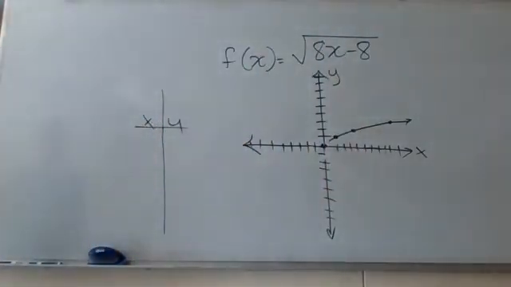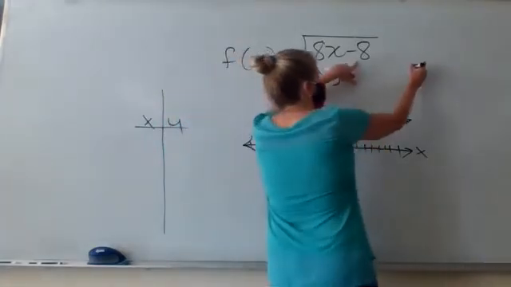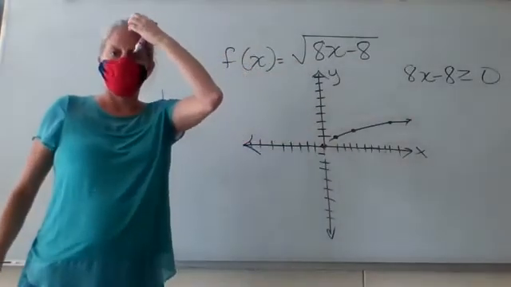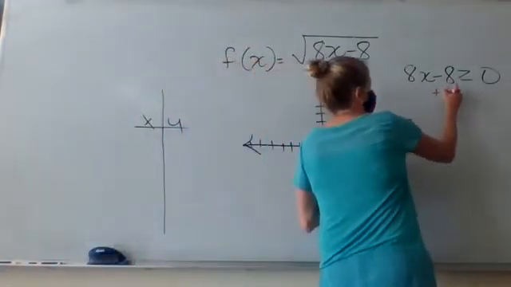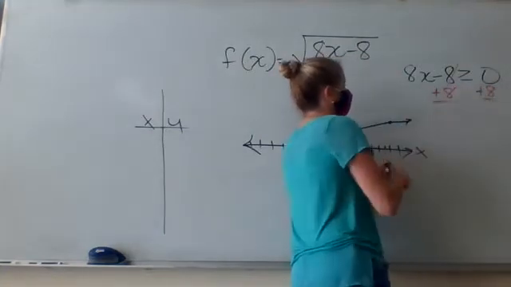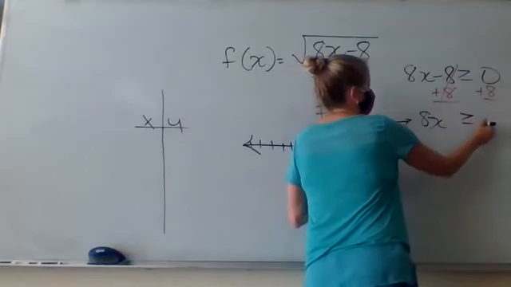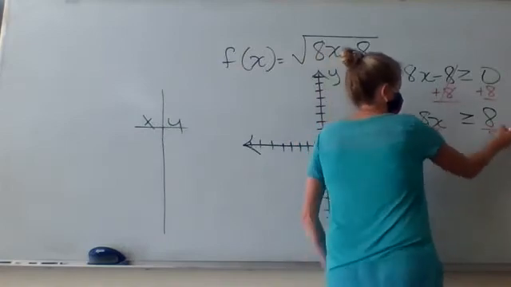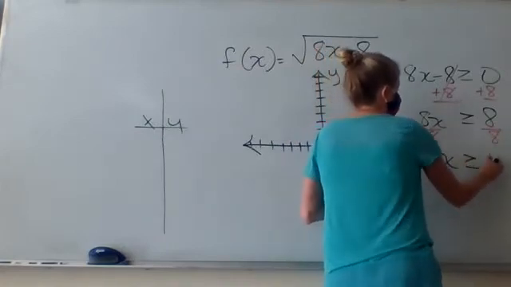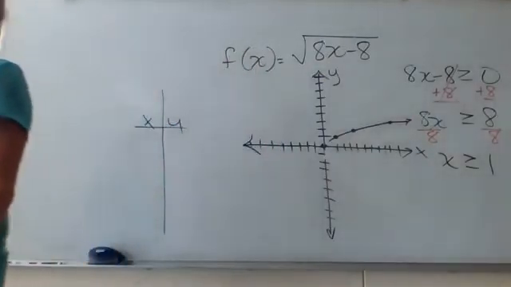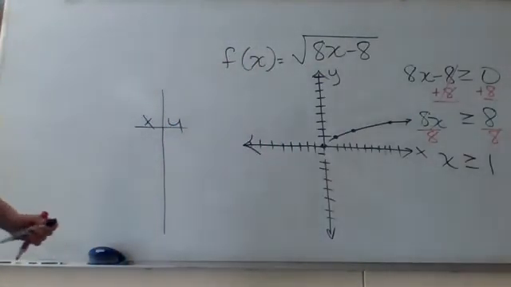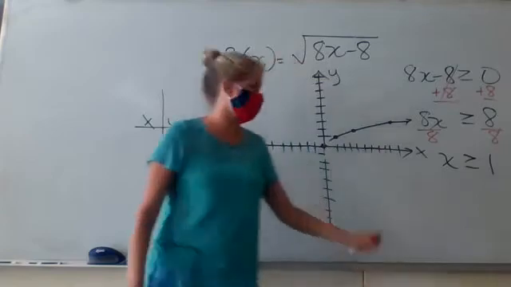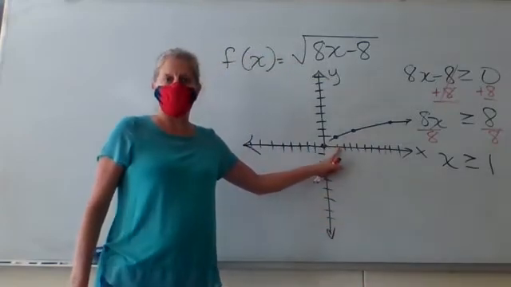1 is the smallest thing that x can be. Let's see why. 8x minus 8 needs to be greater than or equal to 0. If you solve that for x, you would have to add the 8. So 8x needs to be greater than or equal to 8. If you divide both sides by 8, x needs to be greater than or equal to 1. Okay, so the smallest thing that x can be is positive 1. That's why it starts where x is positive 1.